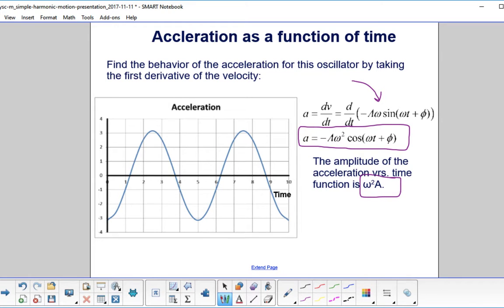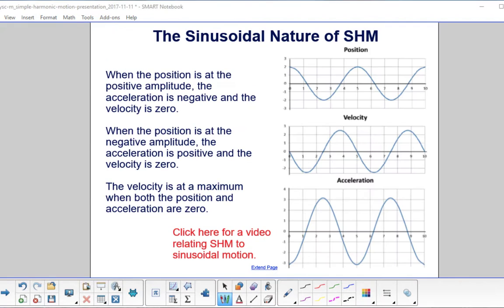Notice what is not changing on all of these graphs. Right here, omega, the angular frequency. Let's look at all three graphs together now. And the first thing you notice is that each one of them has the same exact period. If you go peak to peak on each one of these graphs, you'll see that the period is the same.